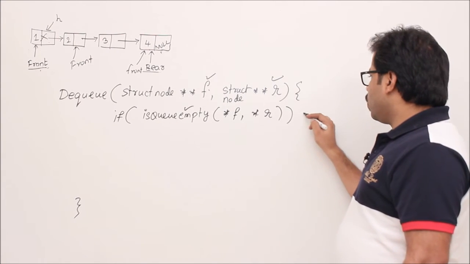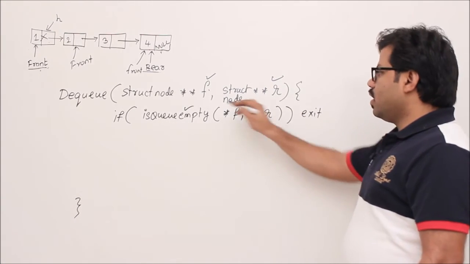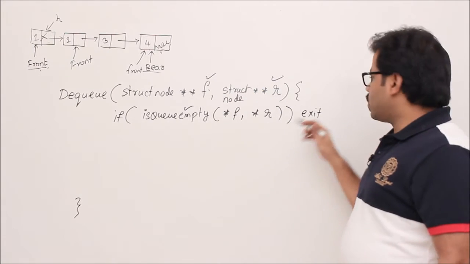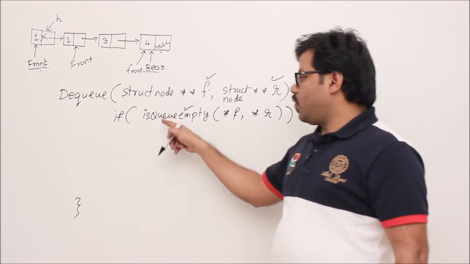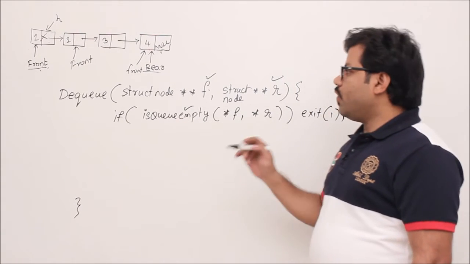If it is true, then simply exit the program because your queue is empty, but still Dequeue is called. There is a problem with your method or program. Else, if your queue is really non-empty, then we know what to do.